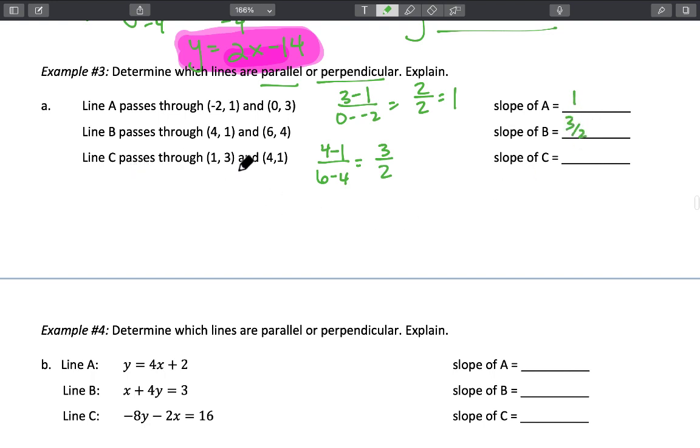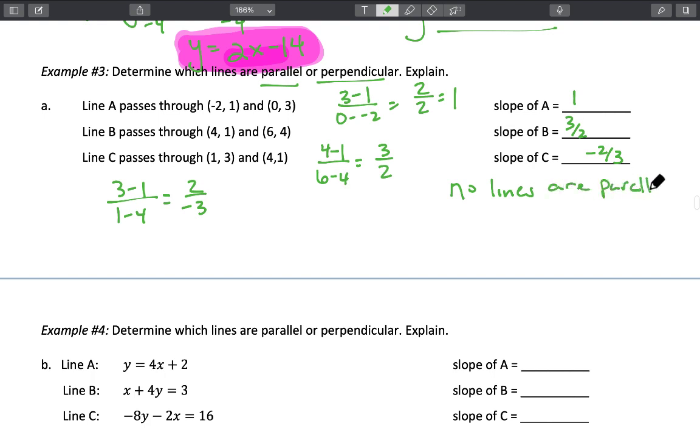Now let's calculate the slope of line C. We have 3 minus 1 divided by 1 minus 4. That's going to give me 2 over negative 3, so that gives me negative 2/3. Looking at these three lines, I see that there are no two lines that have the same slope. So no lines are parallel.